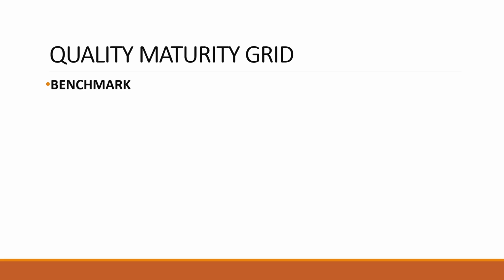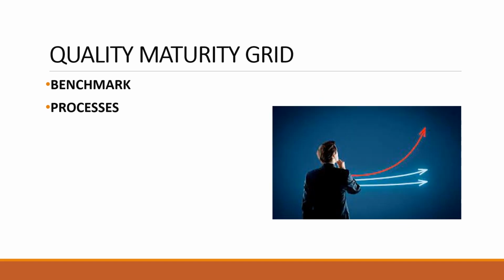One of the very important aspects of the quality maturity grid is benchmarking. Any process happening in an organization can be benchmarked to the quality maturity grid, showing how much maturity that particular organization has when it is doing the processing. So it is basically a benchmarking of the process.